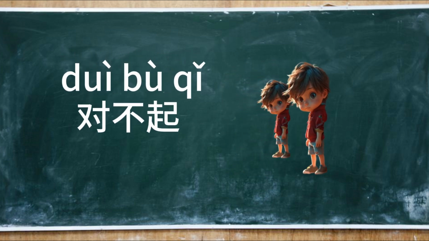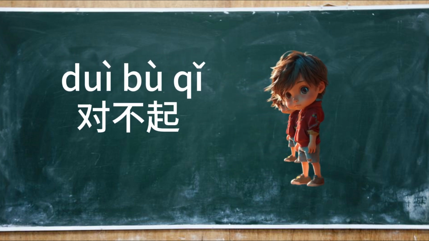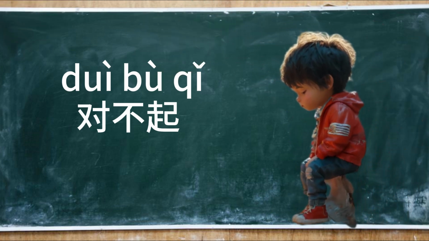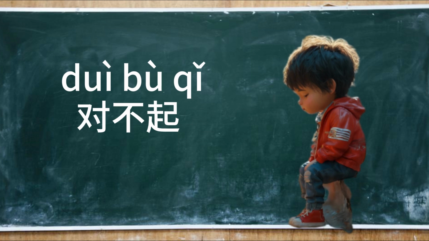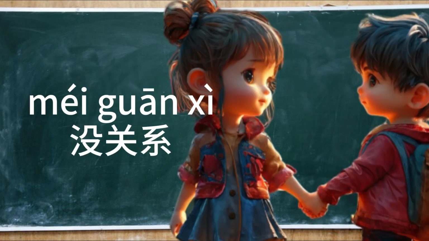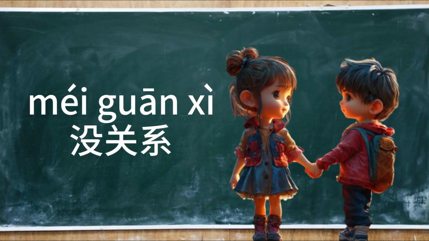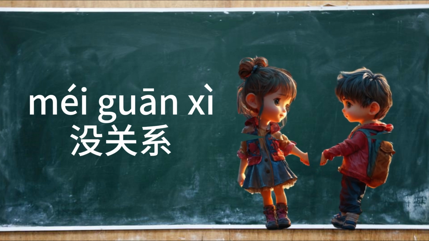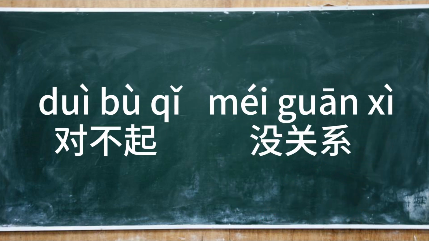Now let's practice using 对不起 and 没关系. Please say 对不起 to your friend. Imagine your friend accidentally bumped into you. What would you say? Imagine you did something wrong. Your friend apologizes to you. What would you say? 对不起 and 没关系 are two common Chinese expressions that are often used in daily life.